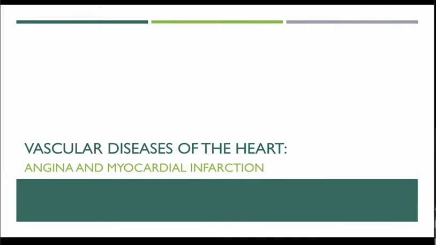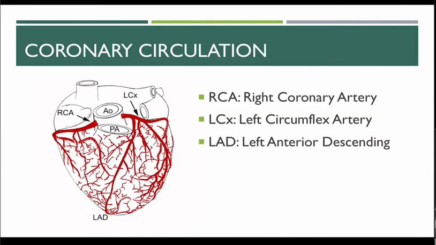So the next umbrella of diseases that happen to the heart are all related to the blood flow to the heart. So these are vascular diseases of the heart. And let's jump into it. So to understand how someone can get into trouble with vascular disease, it's important to have our minds around the anatomy of the blood flow, or the coronary circulation.